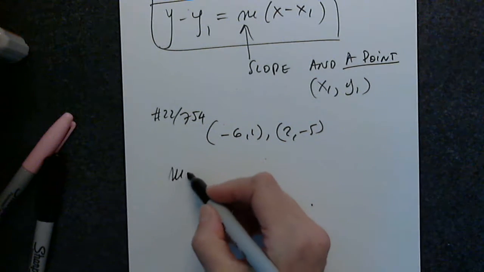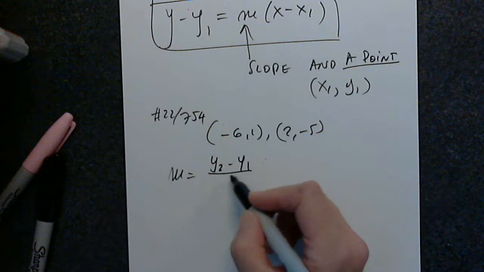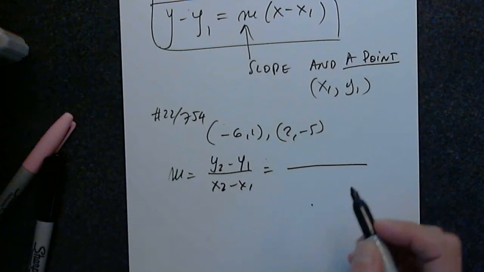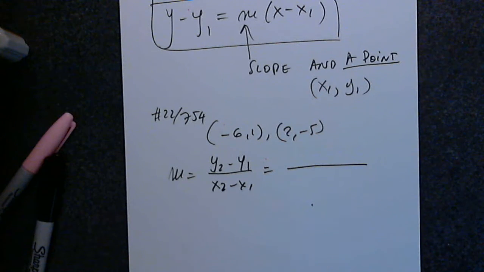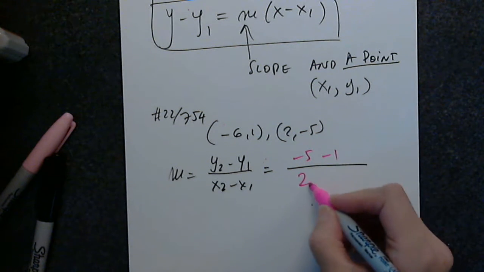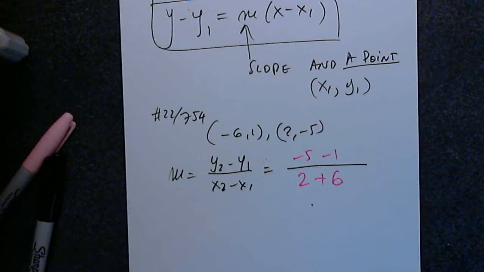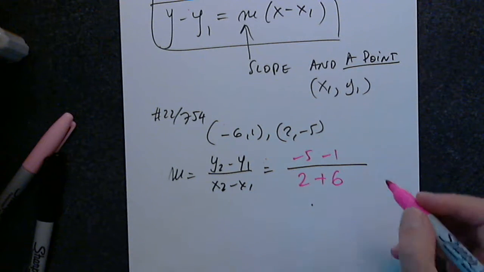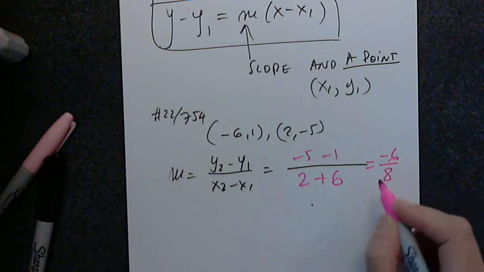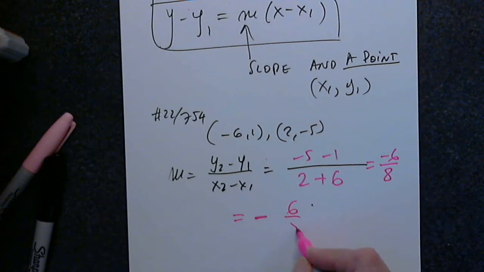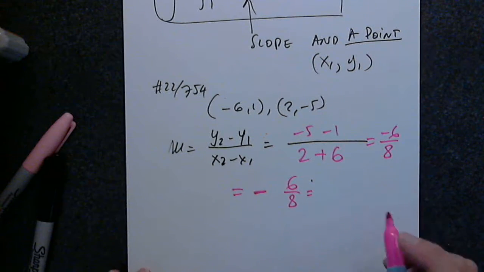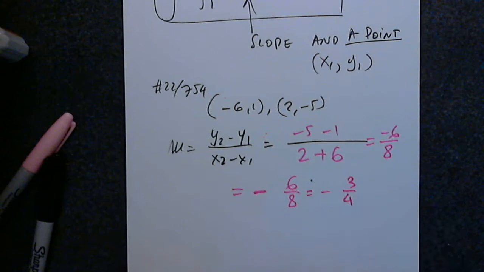We have to find a slope. We write y2 minus y1 over x2 minus x1. We carefully plug them in as negative 5 minus 1 over 2 plus 6. Negative 5 minus 1 over 2 minus negative 6. The numerator is negative 6. The denominator is 8. We put the minus in front, and we have to simplify 6 over 8 by 2, and we get negative 3/4.